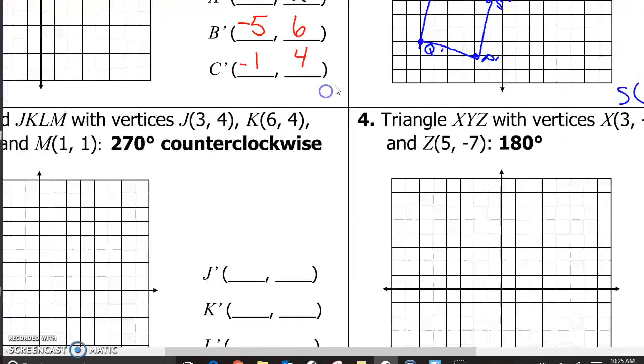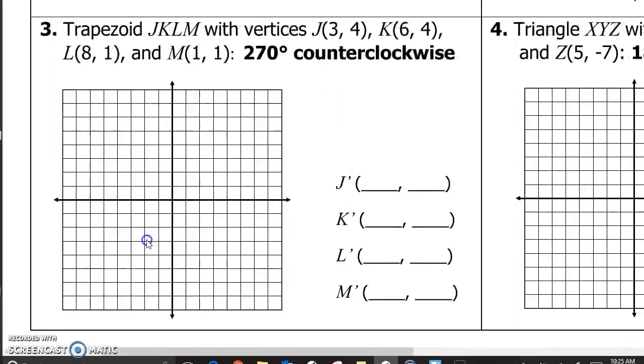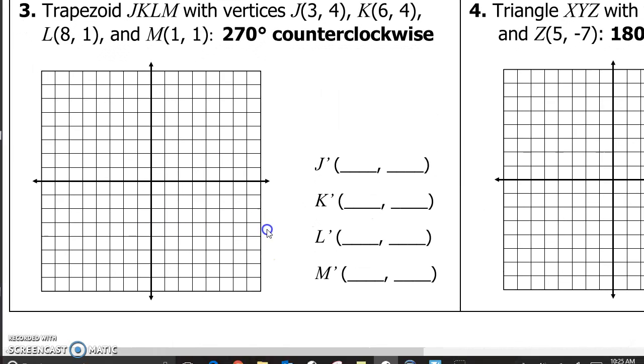Okay. Number 3, we now have a trapezoid that we are going to rotate 270 degrees. We've got JKLM. J is at 3, 4. K, we've got 6, 4. L, we've got 8, 1, and M, we've got 1, 1.